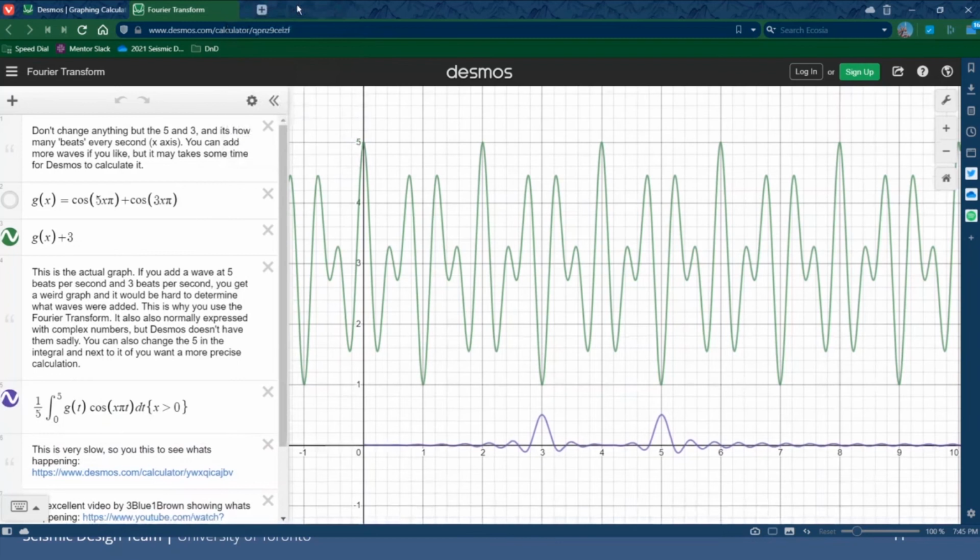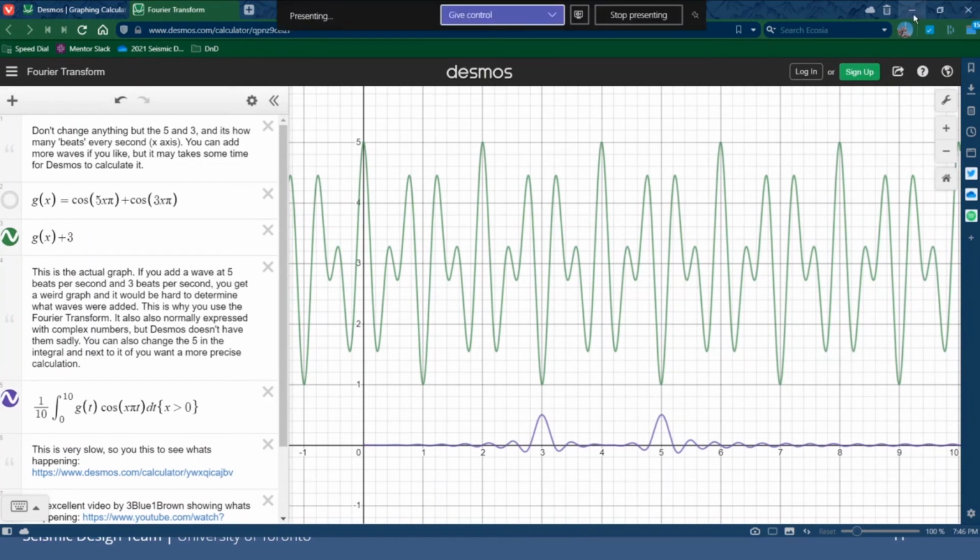And just as a quick example on Desmos of the Fourier transform, you can see here cos 5x plus cos 3x. And then when you take the Fourier transform, you can see those peaks at 3 and 5. And as this gets larger and larger, I don't know how well it'll load because this is pretty slow, but this will get more and more refined. So yeah, I put a link to this as well, although this calculator is quite slow if you start adding stuff or changing things.